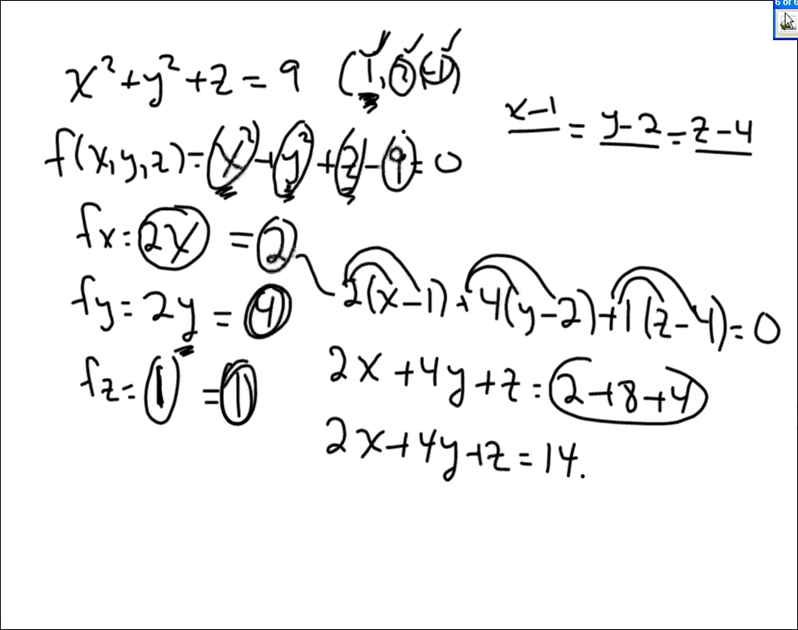And this gets divided by the partials, fx, fy, fz: 2, 4, 1. Done.